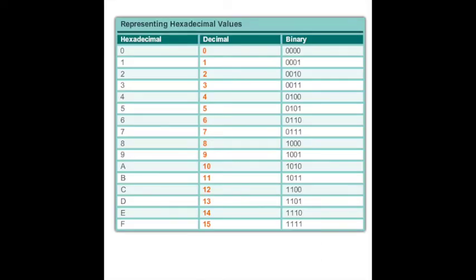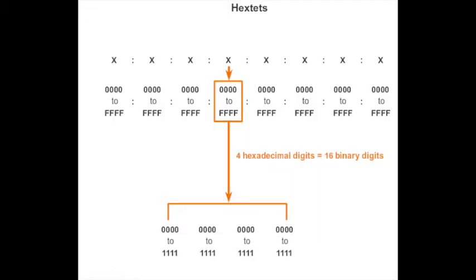IPv6 addresses are 128 bits in length and written as a string of hexadecimal values. Every 4 bits is represented by a single hexadecimal digit, for a total of 32 hexadecimal values.